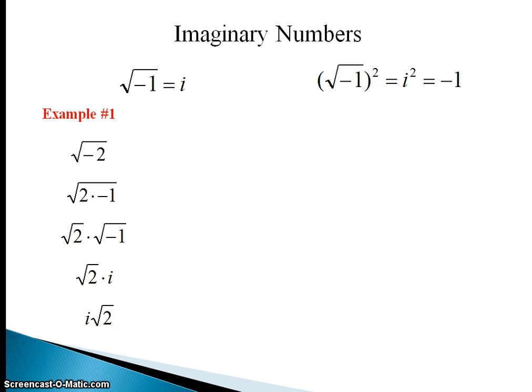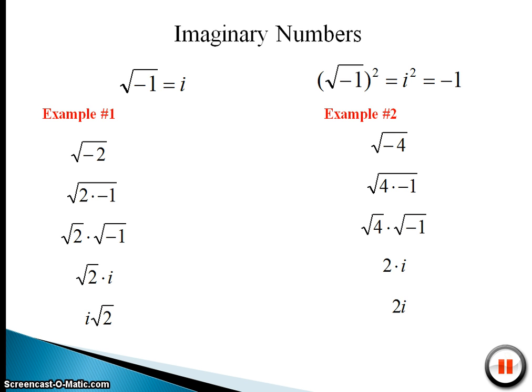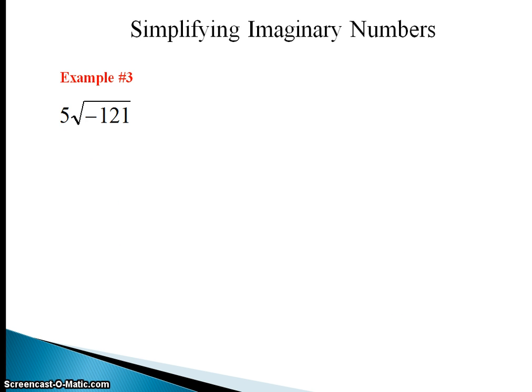Let's look at another example, the square root of negative 4. Now the first thing I'm going to do is factor out negative 1, and then I'm going to separate those two radicals. Then I'm going to take the square root of 4. That is 2. And the square root of negative 1, as we have discussed, is i. And so my answer is 2i. Pause now and write down both of these examples in your notes.